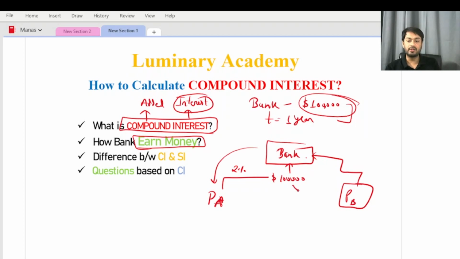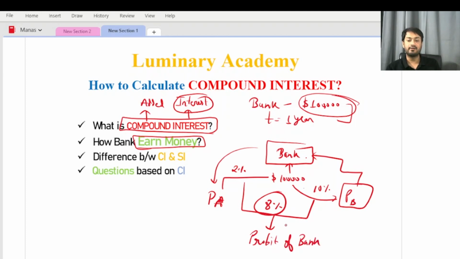Now the bank will give this money to person B at a rate of 10%. So the margin, 10 minus 2, is 8%. This 8% will be the profit of the bank. This is the profit of the bank. So the bank generally earns from us only. One has an extra amount, he will deposit it in the bank, and the bank will use that amount and give it to the other person. Now you will be thinking, suppose person A comes again to the bank after 2 days and wants his money back.